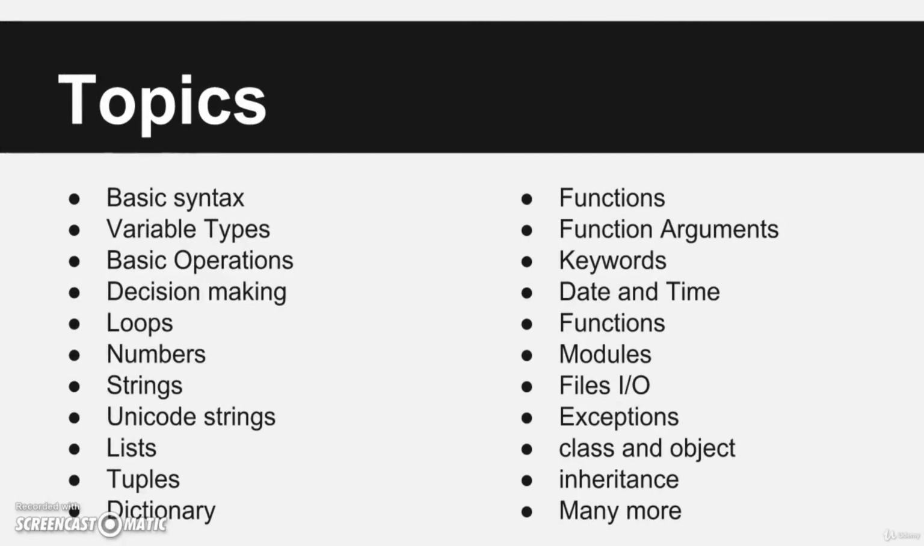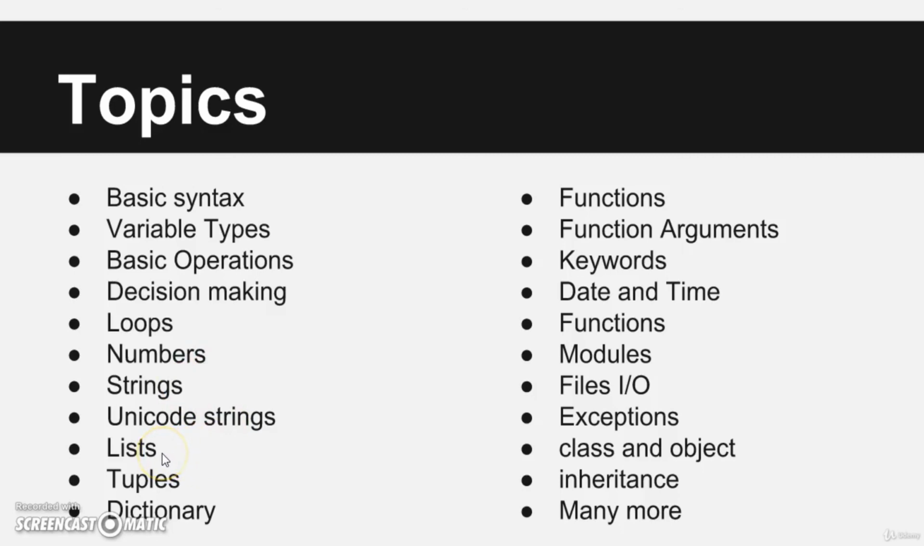So these are all the topics we are going to cover in this course. First, we will be starting with the basic syntax. We will be seeing all the variable types available in Python. We will start with the basic operations, and we will see decision making using if-else statements, loops using for loops and while loops, and we will see how to use numbers, strings and Unicode strings.